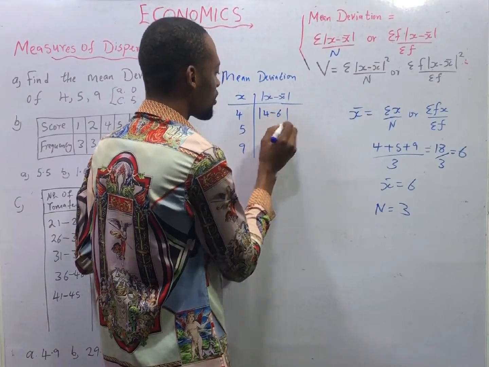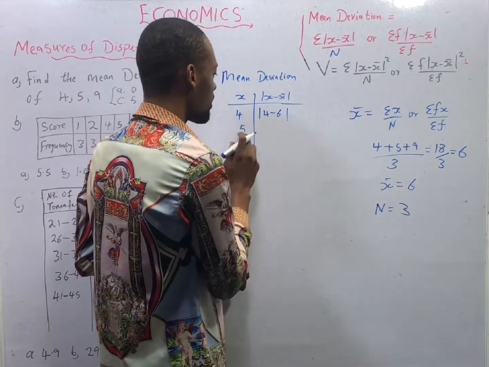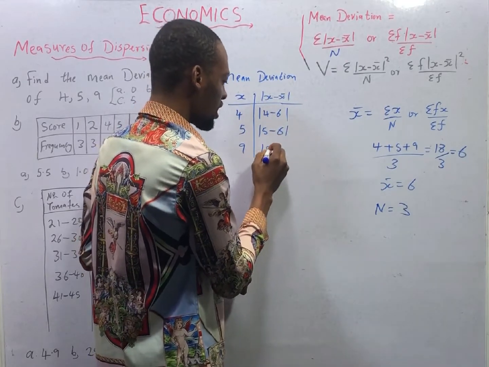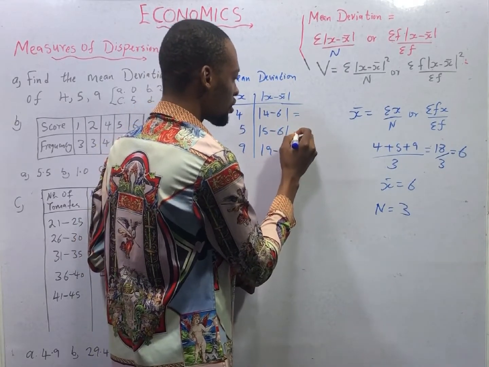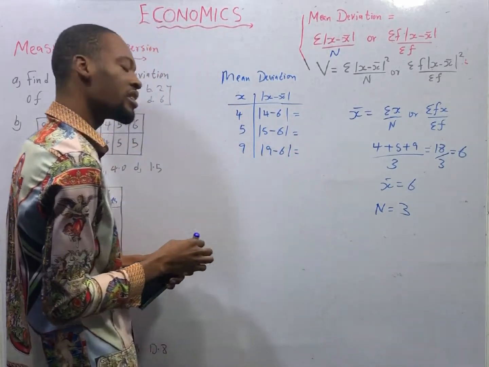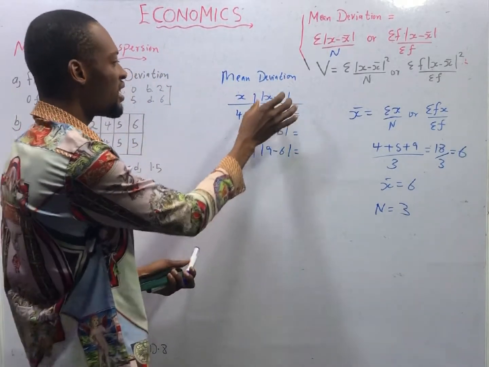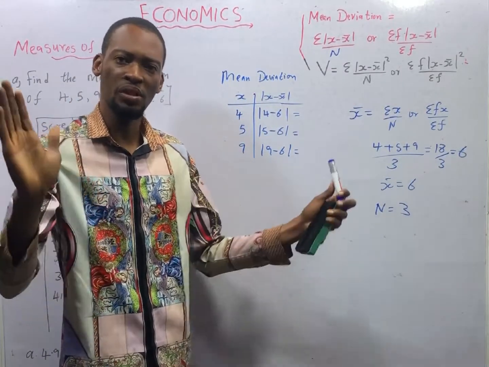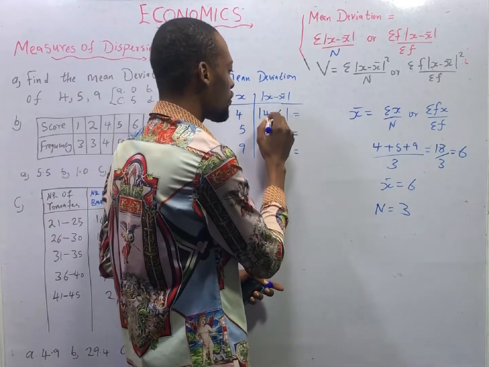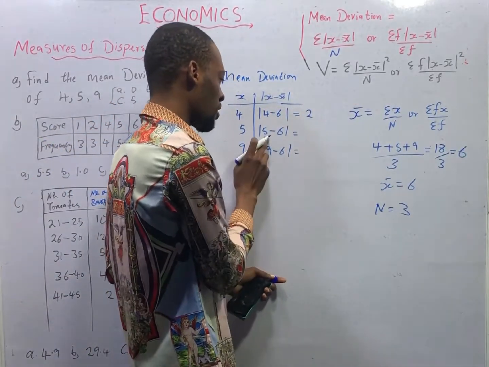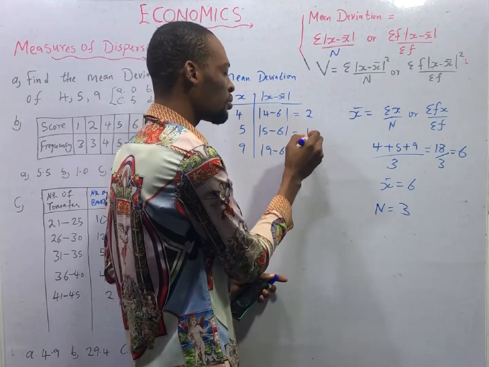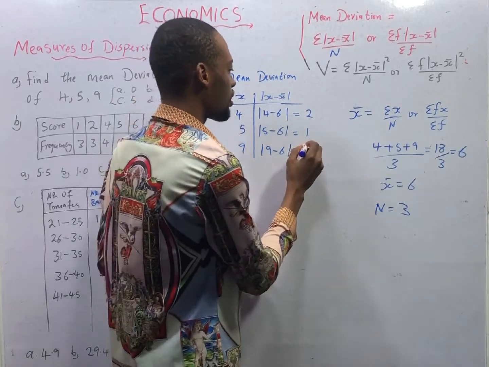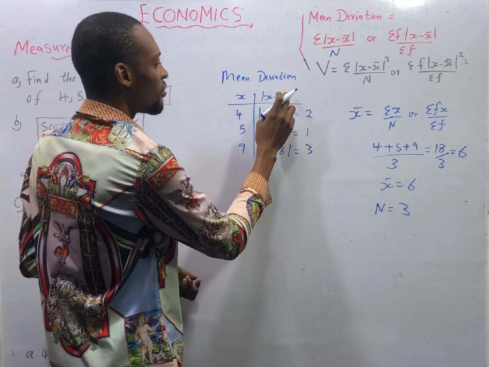4 minus 6. S is 4, s bar is 6. In this case, 5 minus 6. In this case, 9 minus 6. This is equal, this is equal, this is equal. 4 minus 6 is actually minus 2. But here we are dealing with absolute value. Ignore the minus. Any minus, ignore. We only deal with positives. So 4 minus 6, instead of minus 2, put only 2. 5 minus 6, instead of minus 1, put only 1. We don't deal with minus. 9 minus 6 is 3. So this is your s minus s bar.